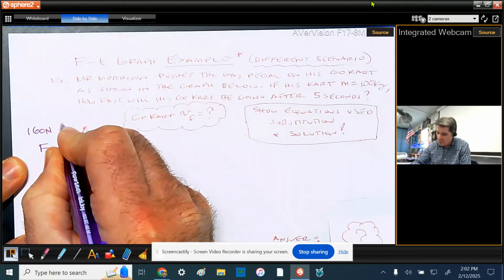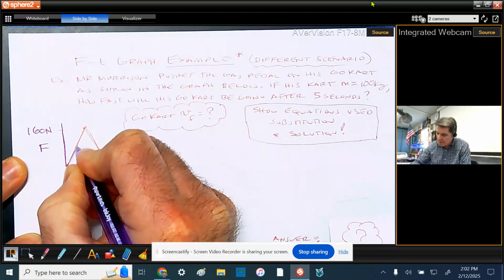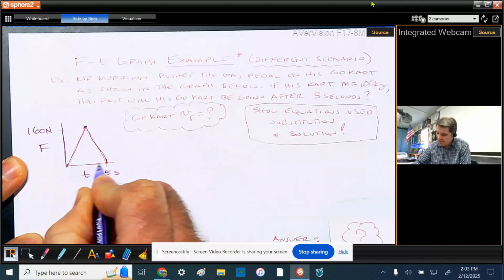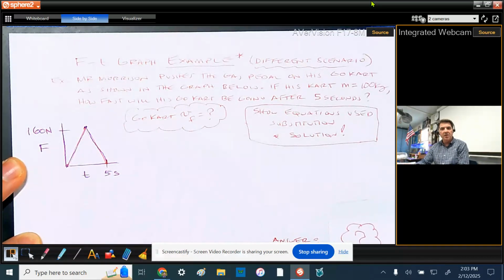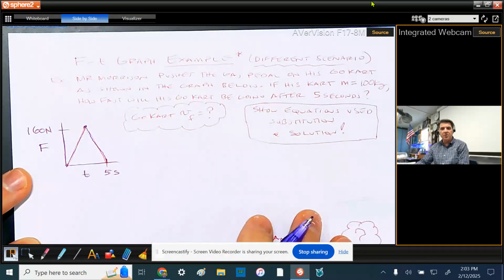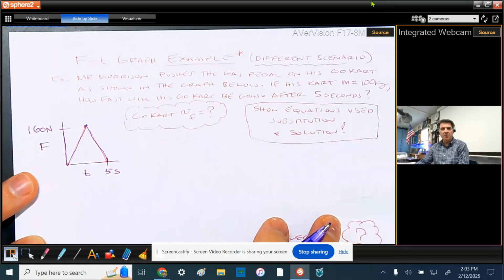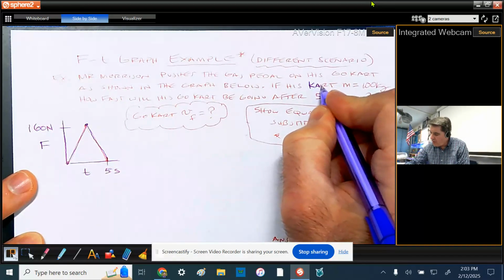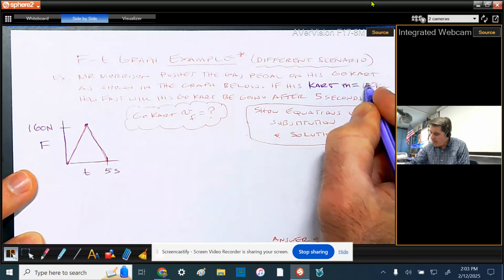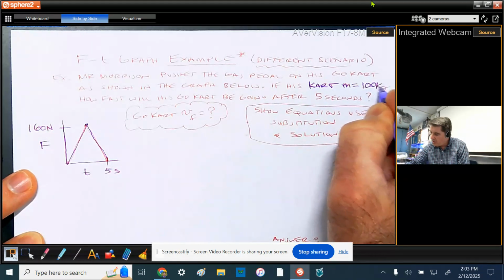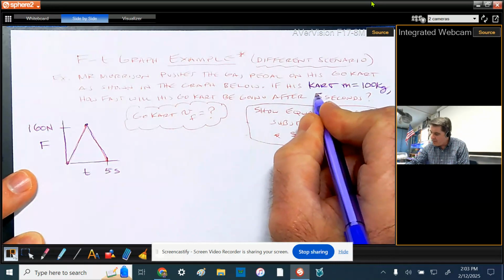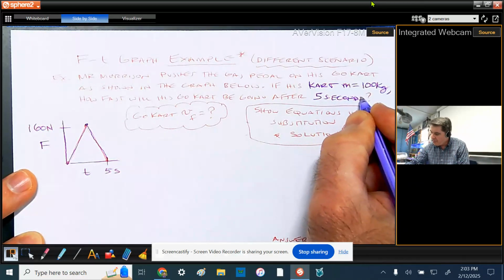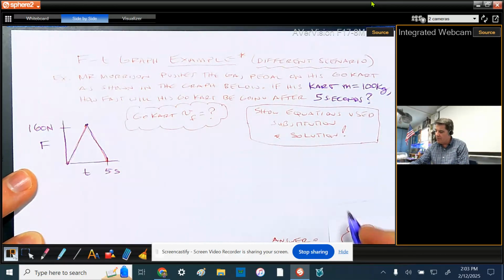And so I start here, I push on the gas pedal, and it begins to accelerate over this time of 5 seconds, 160 newtons. And it says, show your equations, use substitution and solution. And the cart has a mass of 100 kilograms. And of course, it says below, I push for 5 seconds. And so that's what we want to know: how fast it's going to go after the time period of 5 seconds.